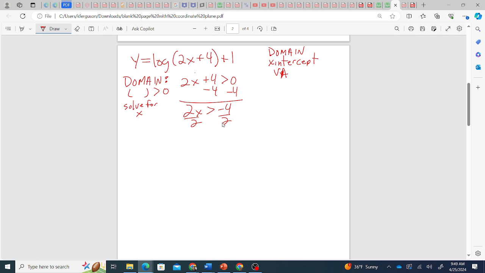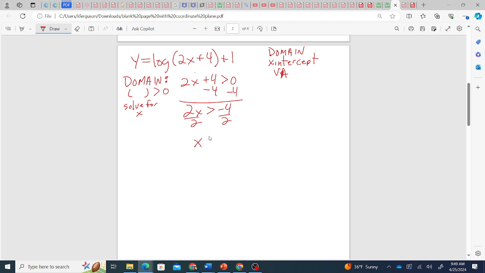Dividing by 4 will be wrong, because dividing by 4 doesn't help you. I'm trying to isolate x. If I divide by 4, I'll have 2 over 4x, and that doesn't help me because I'm trying to get rid of the 2. You understand what I'm saying? I get rid of the 4 by subtracting it, so now the 4 is on the other side. Now I've got 2x is greater than negative 4. I need to get rid of the 2 so x is all by itself. That's why I divide by 2.